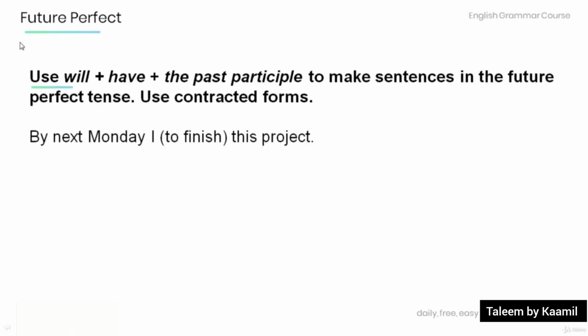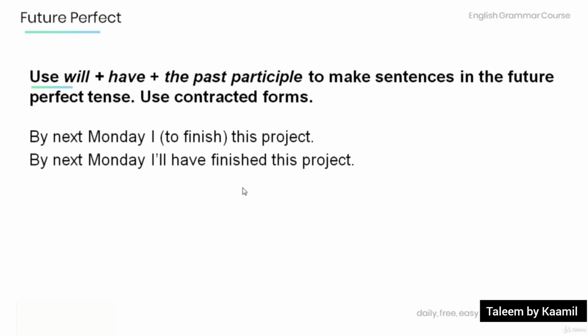Now, let's review and practice a bit. Remember that we use will plus have plus the past participle to make sentences in the future perfect tense. Now, read the sentence below and provide the future perfect form of the words in the bracket, and make sure to use contracted forms. By next Monday, to finish this project. By next Friday, I'll have finished this project.